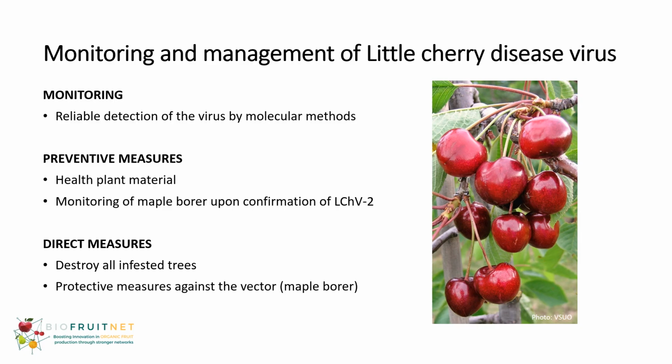Little cherry disease virus can be reliably detected in orchards by laboratory testing. The management of the disease consists in planting healthy plant material as well as monitoring the maple borer upon confirmation of infection with the little cherry virus 2. Direct control measures include destroying all infested trees and protecting trees against the maple borer.